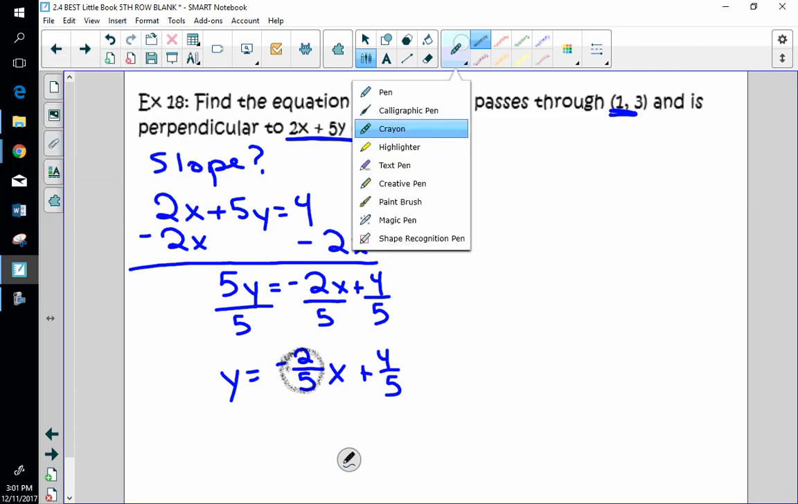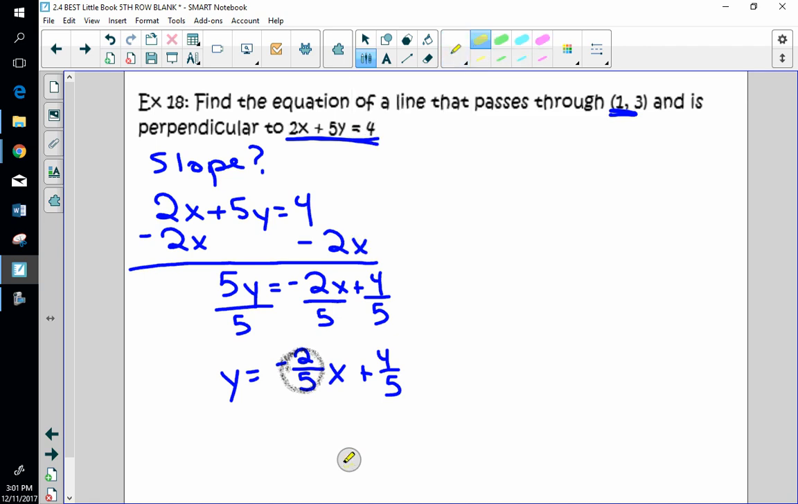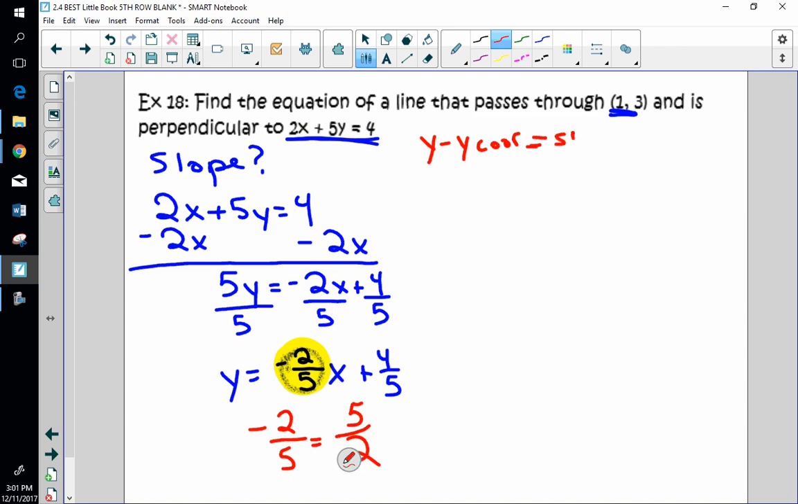I need the highlighter. My slope is negative 2/5. So I want a perpendicular line. I'm going to take 2/5, flip it over and switch the sign, which gives me positive 5/2. Now this time, I'm going to use the y minus y coordinate method. So y minus y coordinate is equal to slope times x minus x coordinate. And then we'll just fill the numbers in that way. This is just the same equation, a different method.